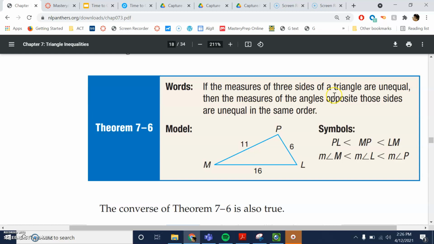If the measures of the three sides of a triangle are unequal, kind of like this, 6, 11, and 16, those are unequal, not the same, right? Then the measures of the angles opposite, keyword, opposite, underline that, those sides are unequal in the same order. Okay, so what do we mean by that? Let's take a look.